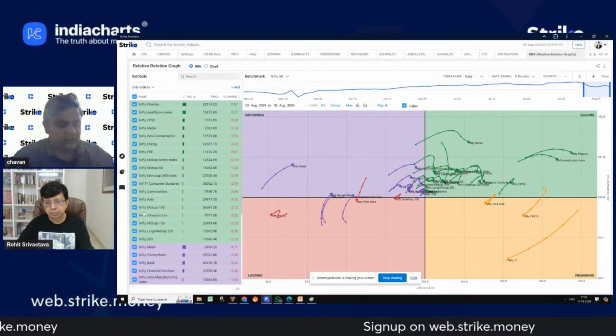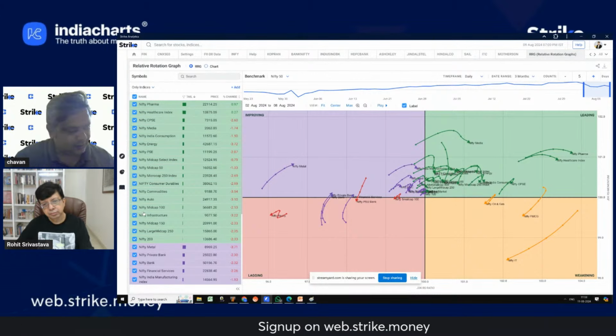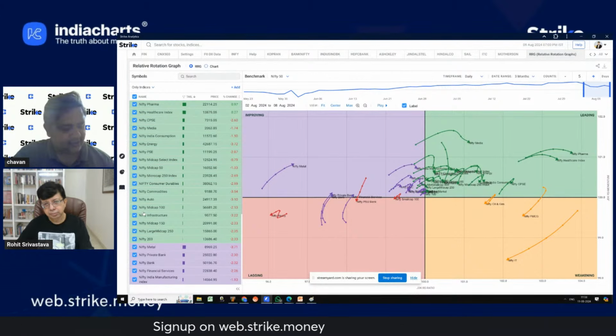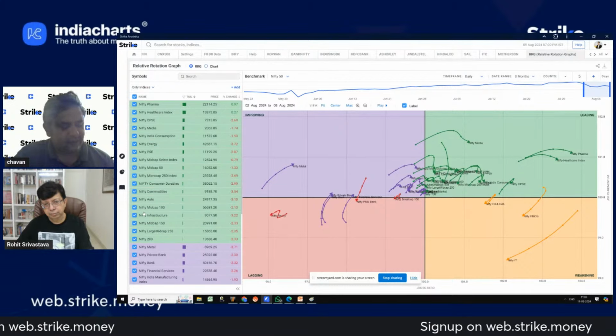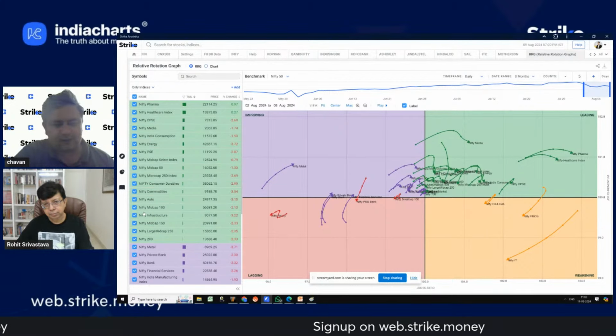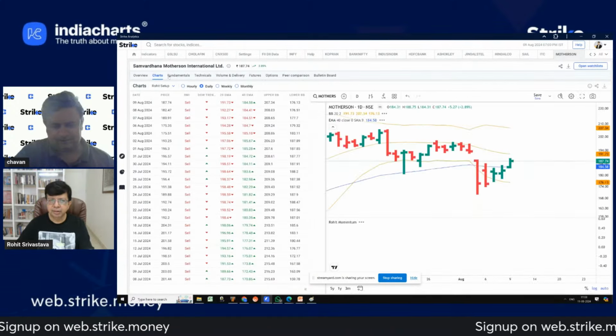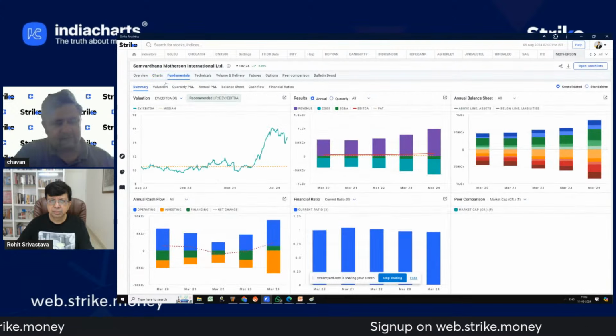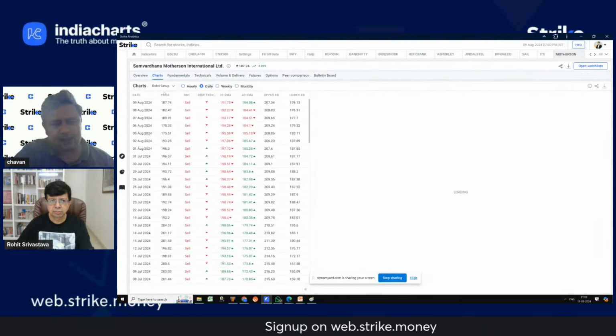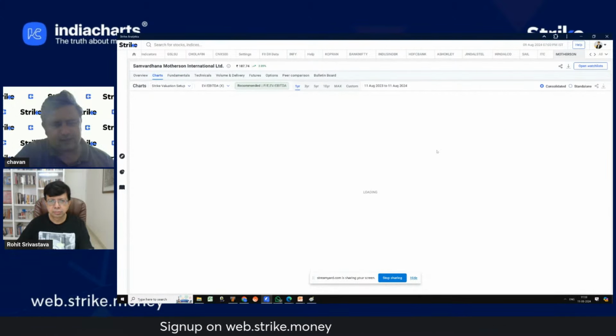Rohit, there is a question: can you please take an example of multi-time frame for LTF, monthly plus weekly or something, for the same valuation charts? Can we do some multi-time frame analysis on the valuation parameters?